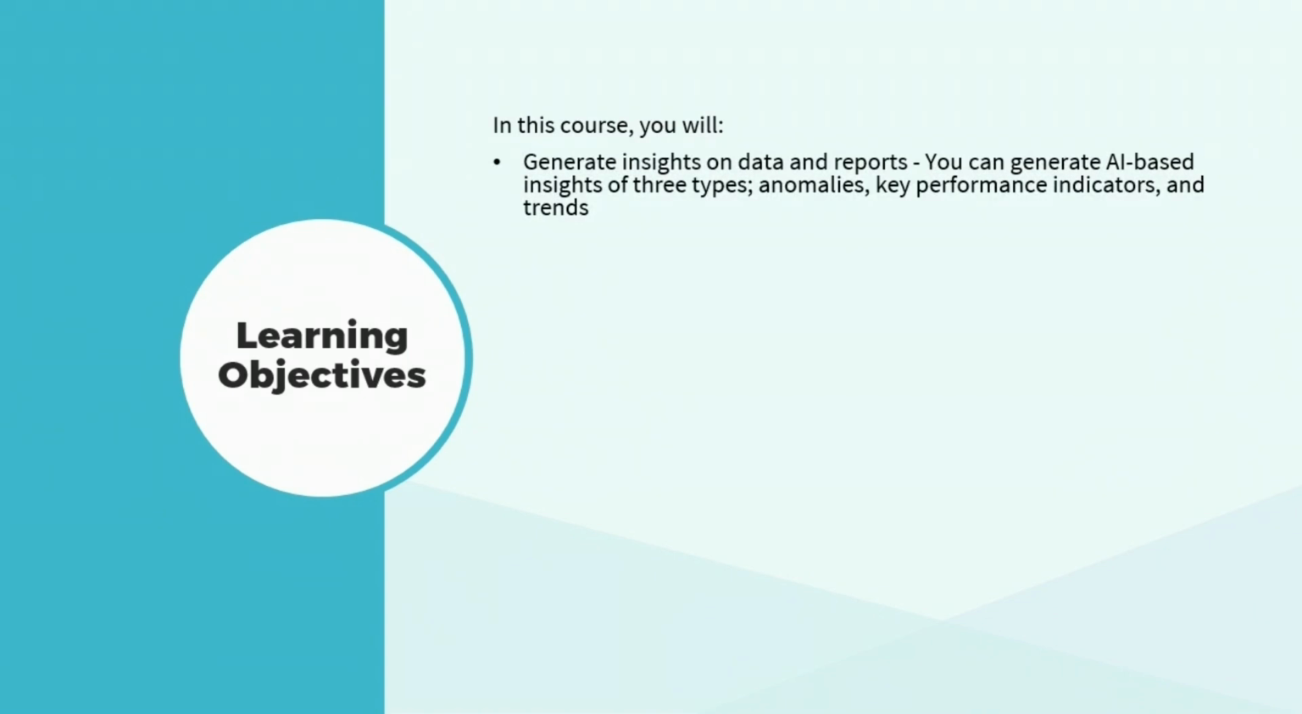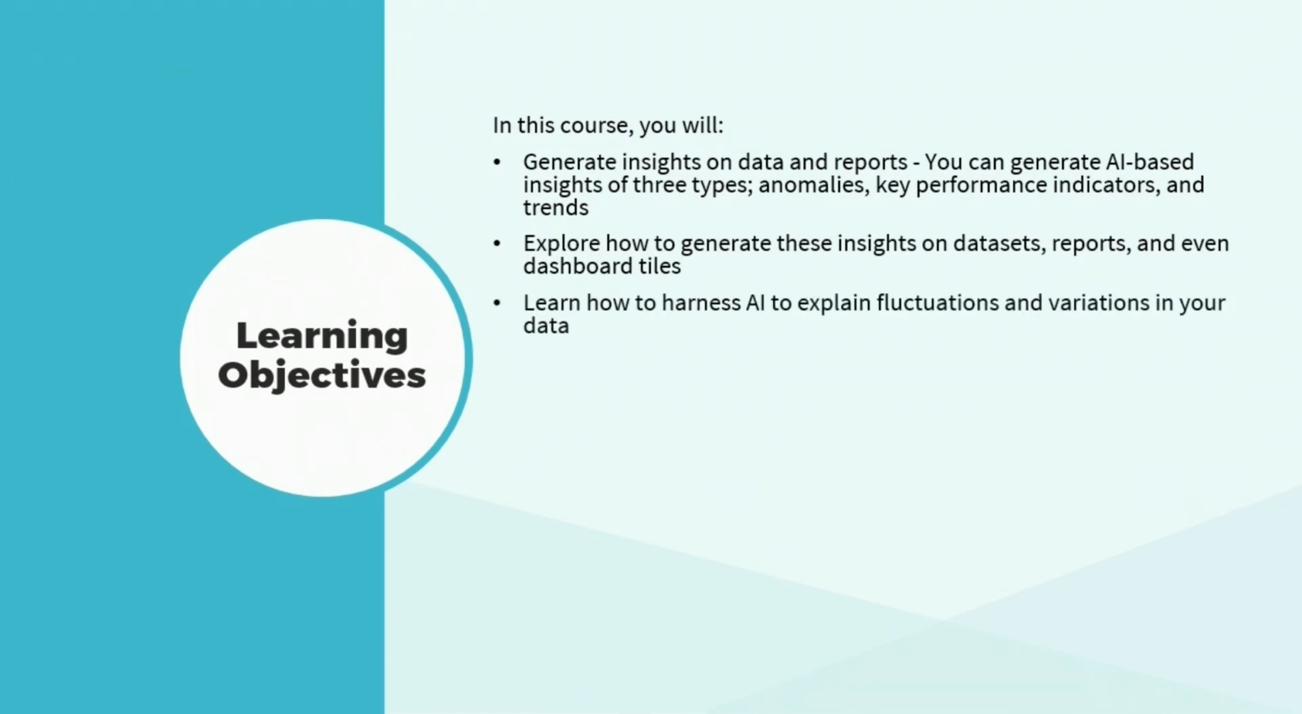You can generate AI based insights of three types: anomalies, key performance indicators, and trends. You'll explore how to generate these insights on datasets, reports, and even dashboard tiles. You'll also learn how to harness AI to explain fluctuations and variations in your data.